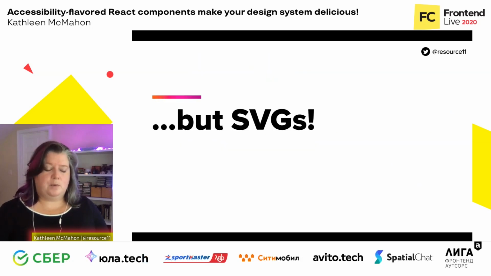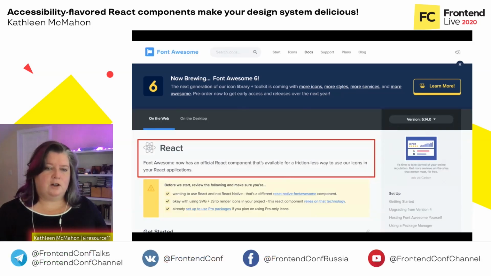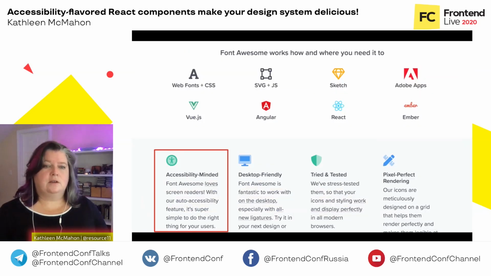You may be saying, but what about SVGs? What if I haven't created my own custom icon set? Well, there are great options out there to do this with SVGs as well, like Font Awesome. Font Awesome is still a great option for this. In fact, Font Awesome now has an official React component that you can use. And this library has been built with accessibility in mind.